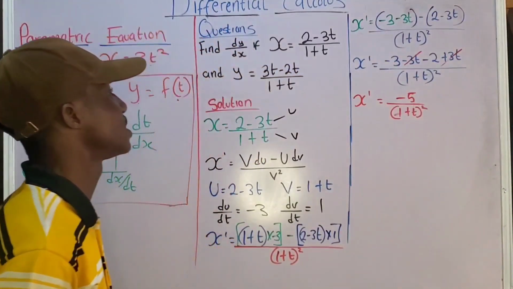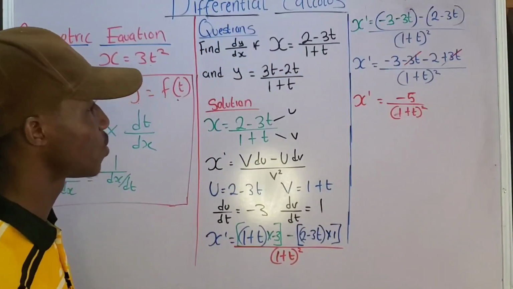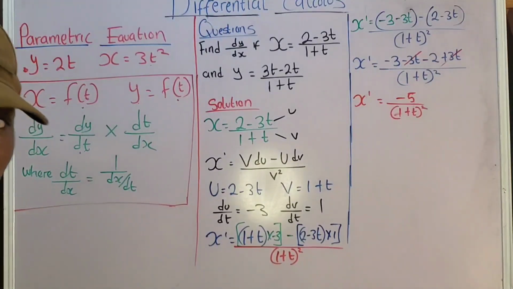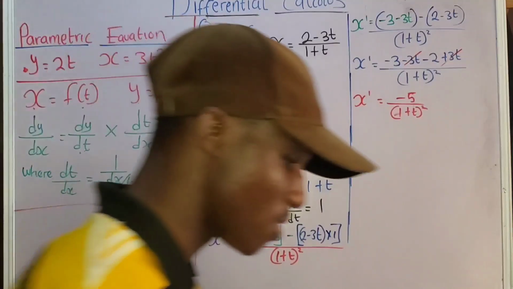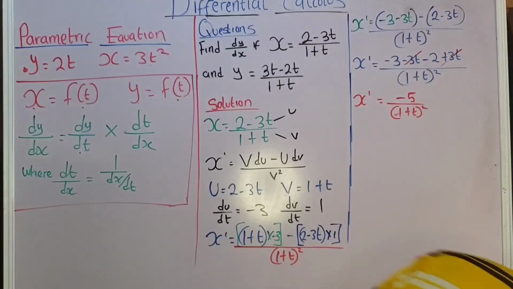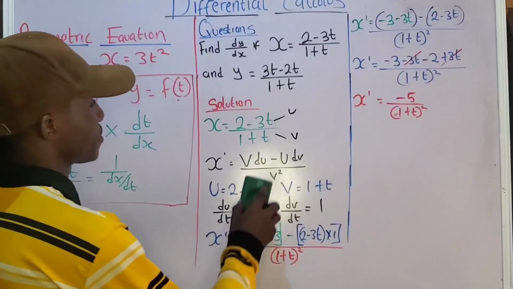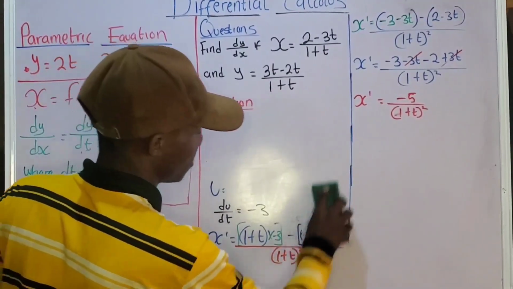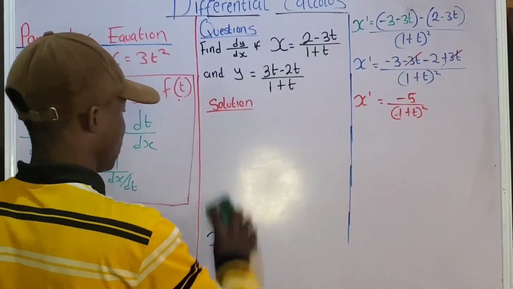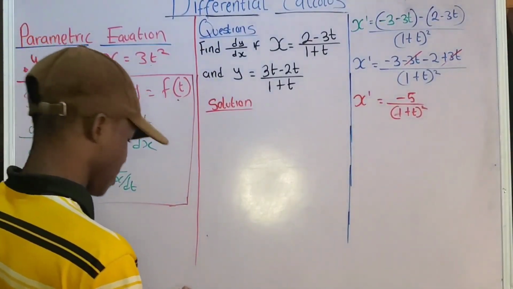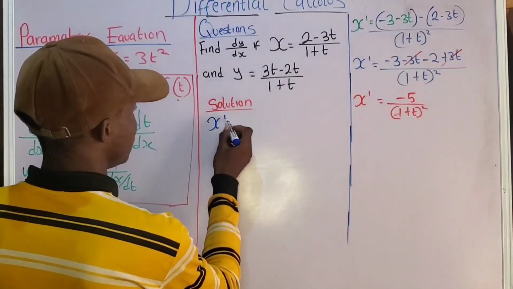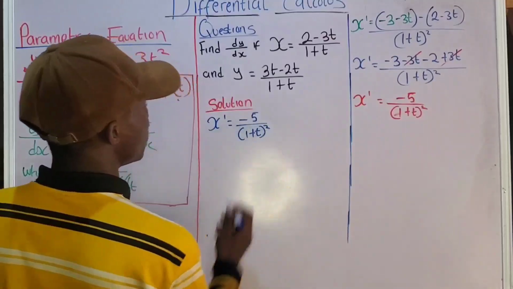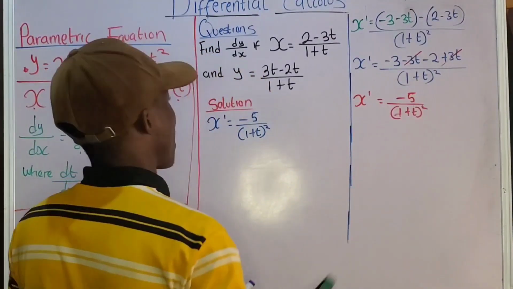Now, let us look for the derivative of y. I'm going to erase what we have on the board so that there will be space to calculate the derivative of y. So, please pay attention. The derivative of x is equals to minus 5 all over 1 plus t squared. Now let us find the derivative of y.